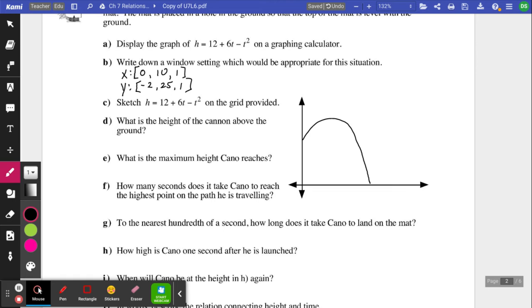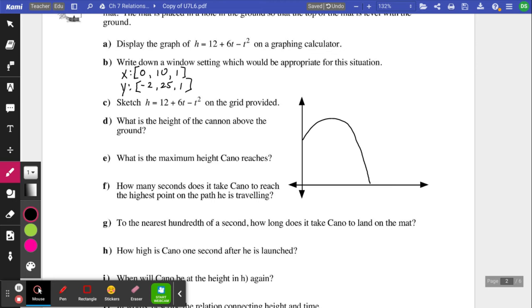Okay. So I put my windows down. You have to use square brackets to do that. Are you getting this down there, Miles? Yeah, I sketched it. Now it says, what is the height of the cannon above the ground? Not the human being launching through the air. What is the height of the cannon?